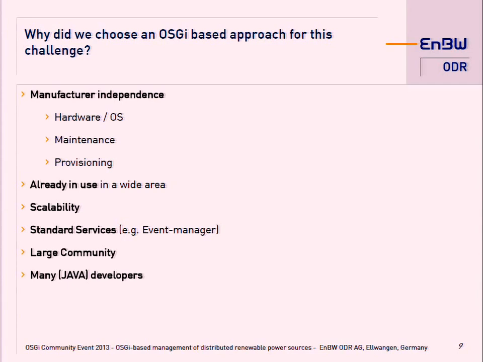But we don't only want to have one manufacturer. We drive a multiple manufacturer strategy so that if one manufacturer has a problem in its device, not all of our systems are affected. And we also want a general way of provisioning these devices. Another reason we chose OSGi is that it's already in use in a wide area. BMW uses it in its entertainment system. It's scalable. It offers standard services like the event manager, the HTTP service, configuration services and so on. There exists a large community and there are many Java developers out there.